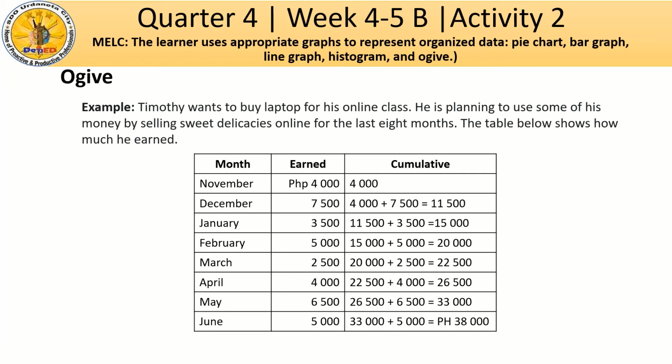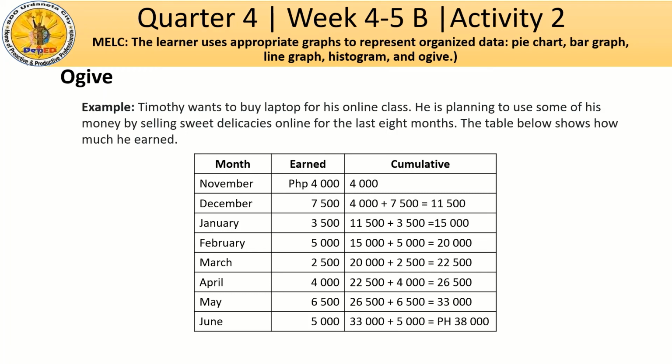For January, we have 3,500. You add 3,500 to the previous earnings, so 11,500 plus 3,500 is equal to 15,000. For February, we have 5,000. From the previous, we have 15,000 plus 5,000, so for February we have cumulative earnings of 20,000. For March, we have 2,500, so 20,000 plus 2,500 is 22,500.